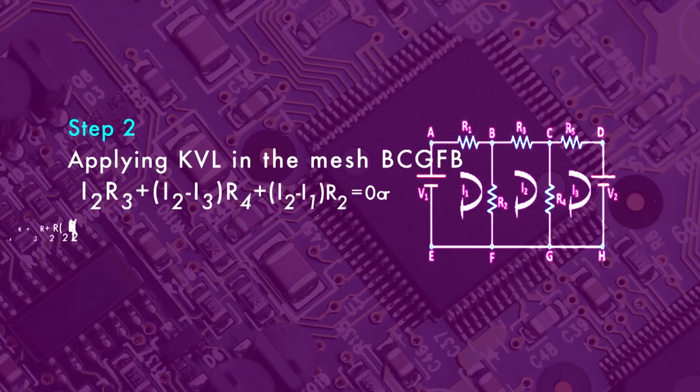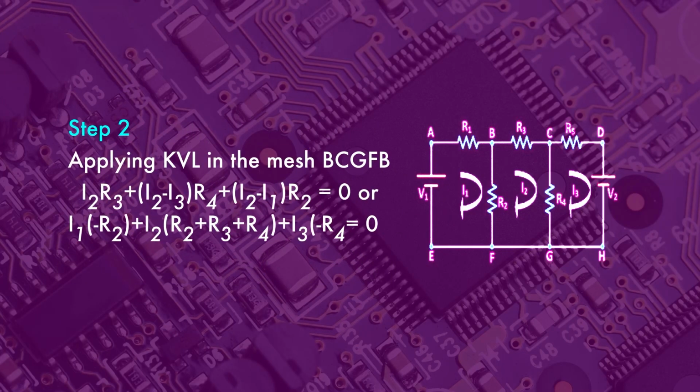Now you apply the KVL in mesh B, C, G, F, B. After applying the KVL, you can write the equation: I2 R3 plus (I2 minus I3) multiplied by R4 plus (I2 minus I1) multiplied by R2 is equal to 0. And after rearranging, you can write this equation as minus I1 R2 plus I2 (R2 plus R3 plus R4) minus I3 into R4 is equal to 0.